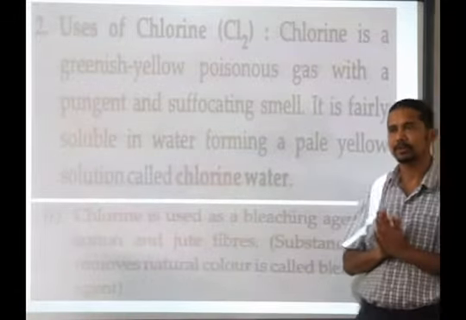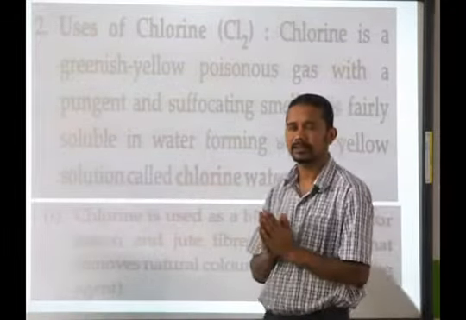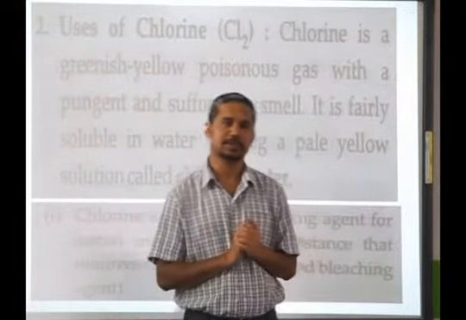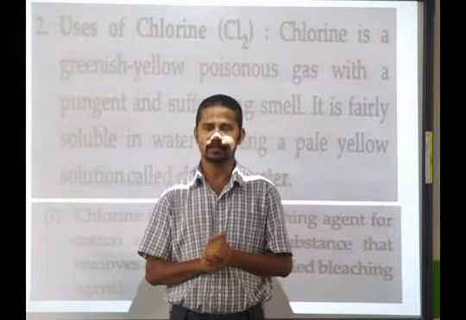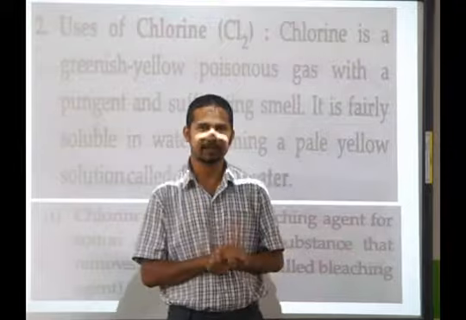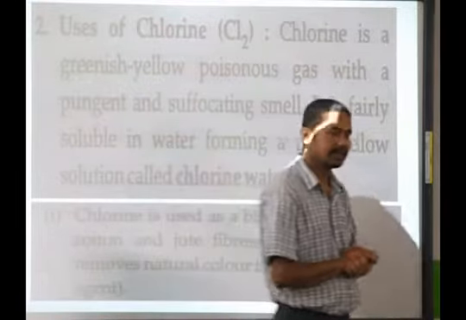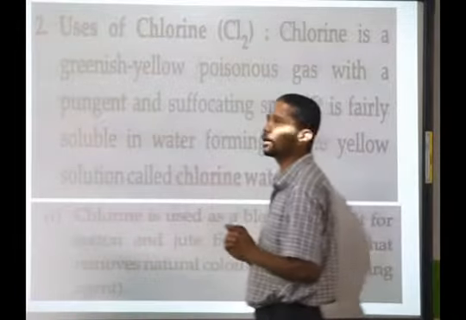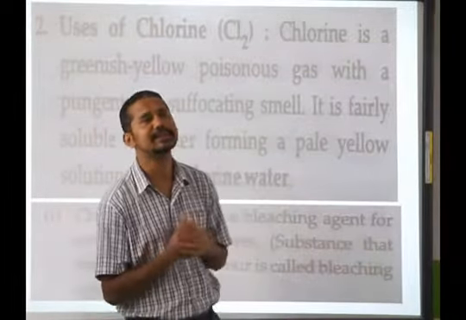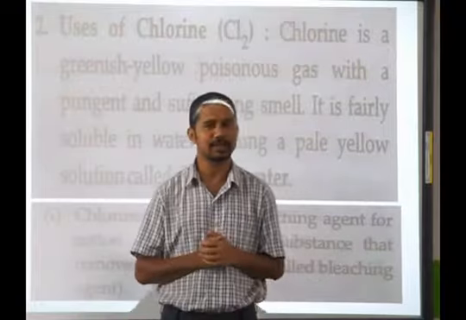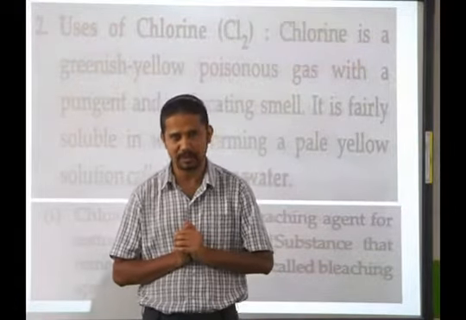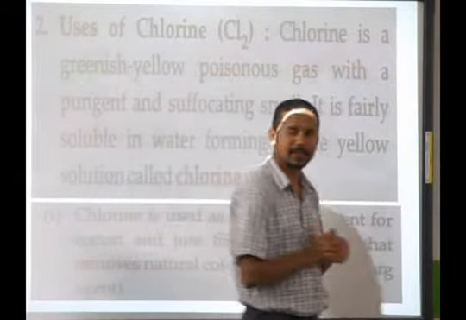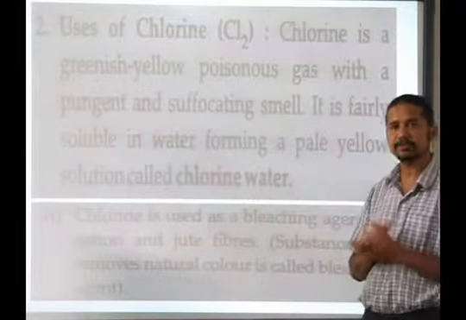Diamond has shine because of its internal reflection. Graphite is a good conductor of electricity. Coal is used for decolorizing sugarcane juice for making sugar. Today we will be learning uses of chlorine.